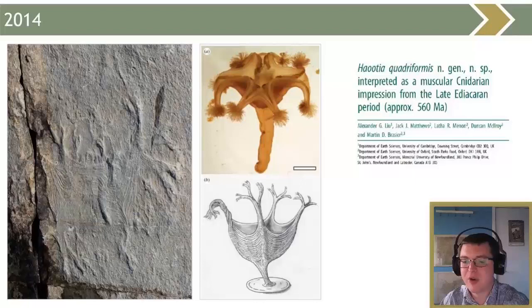And this organism was likely a cnidarian related to a modern group. And you can see an example there at the top of the page in the middle. That's a staurozoan, which is a type of cnidarian, cnidarians being the group of animals that include things like jellyfish and corals. So this was an incredibly important find because it becomes the oldest evidence of muscular tissue.